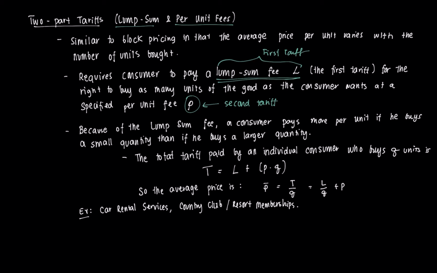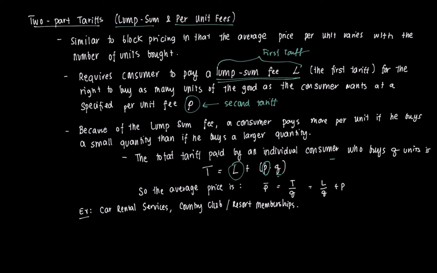So if a consumer buys a large amount, it will of course give the monopolist more profit, but it will give him or her a lower per unit fee as well. So we formulate the total tariff, which is the first tariff plus the second tariff, as merely L, the subscription or lump sum fee, plus P times Q, which is essentially the price of the per unit good agreed upon once the consumer pays the lump sum price or periodically pays the lump sum fee, times the number of units that the consumer chooses to buy, which is Q.